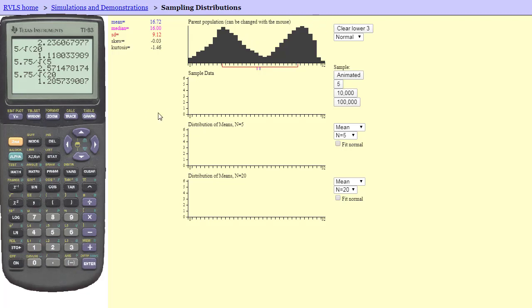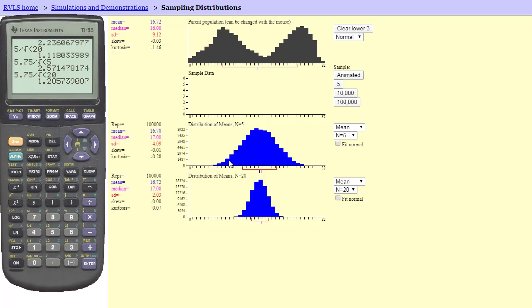So I have a bimodal distribution going on here. The central limit theorem still works. So if I do a sample size of 5 and a sample size of 20, 100,000 times, I get these distributions. And notice that the mean of this one up here is 16.7 and the mean of this one is 16.7. And the standard deviation is 4.09 and the standard deviation up here is 9.12. So let's take 9.12 and divide it by the square root of the sample size, which is 5. So I'm going to put a 5 in there and hit enter. And I get 4.07 and I get 4.09.